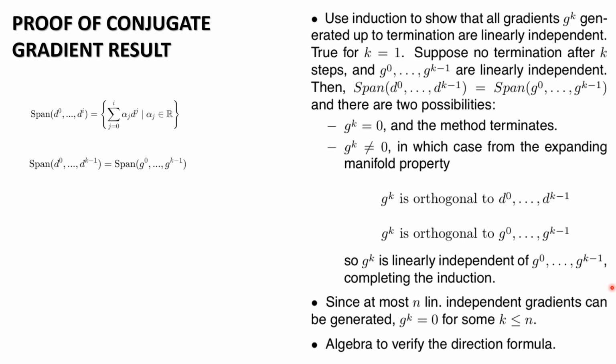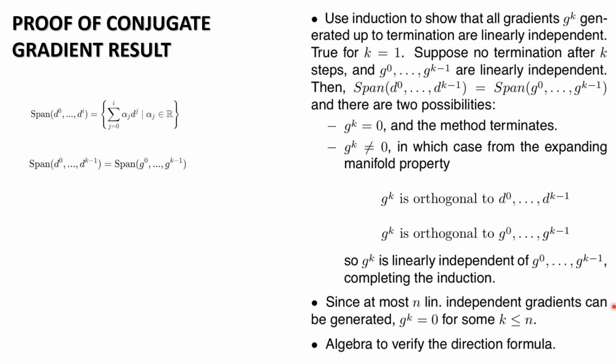We can also say there is a maximum of n independent gradients, since the search space has at most n dimensions. For an n by n system, we can generate at most n linearly independent gradients. Therefore, the algorithm must terminate at some step k less than or equal to n, meaning that at some step gk equals 0, indicating convergence.